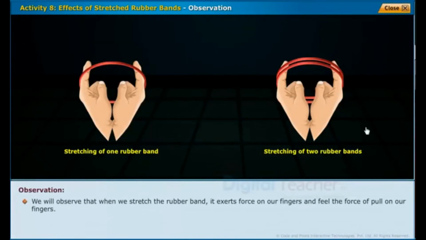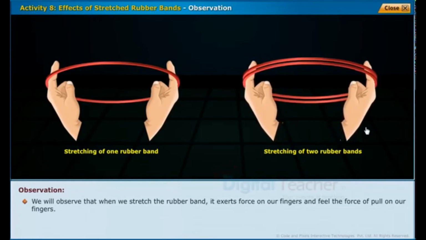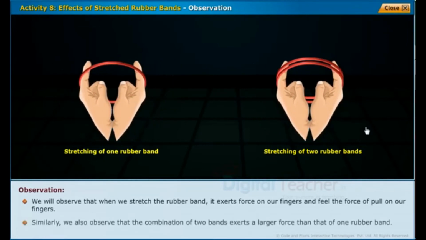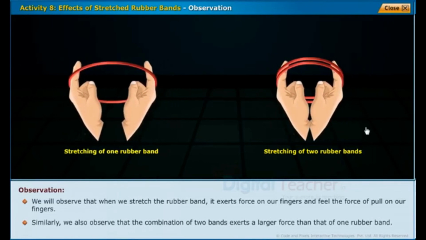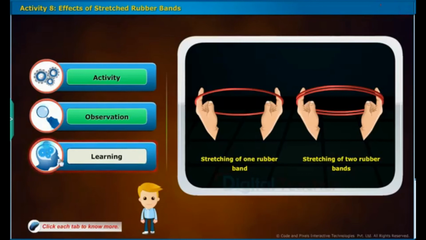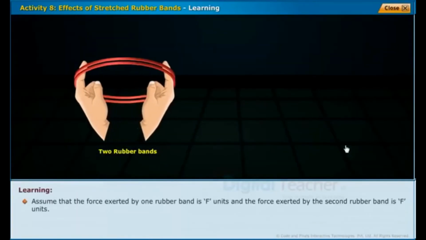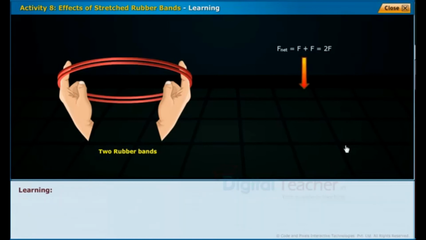We will observe that when we stretch the rubber band, it exerts force on our fingers and we feel the force of pull on our fingers. Similarly, we also observe that the combination of two bands exerts a larger force than that of one rubber band. Assume that the force exerted by one rubber band is F units and the force exerted by the second rubber band is F units. Then the net force of two rubber bands is shown on the screen. The unit of force in the SI system is Newton, N.